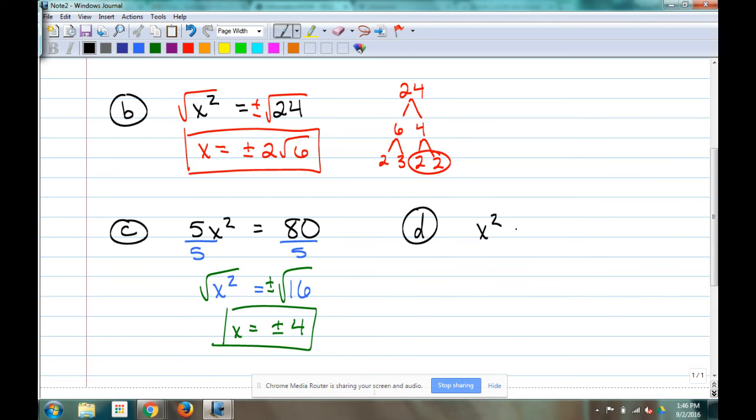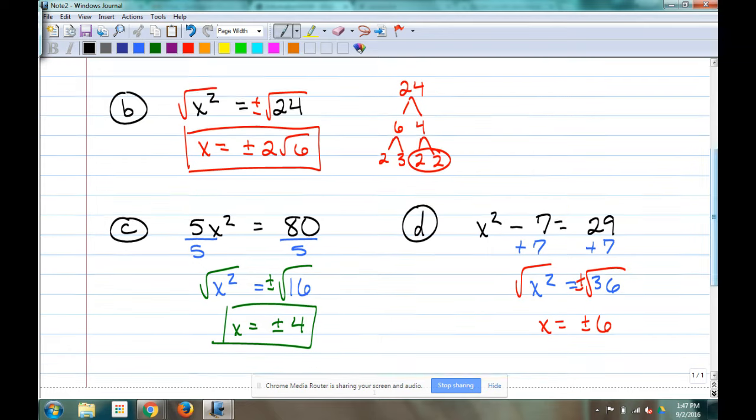Maybe you got x squared minus 7 equals 29. Is the x squared by itself? No. I can put it by itself, and then take the square root. Square root of 36, 6, plus or minus 6. Positive 6 and negative 6 are the answers for that particular equation. So solving by square roots can get you an answer really quick, whether it's a perfect square number or not.